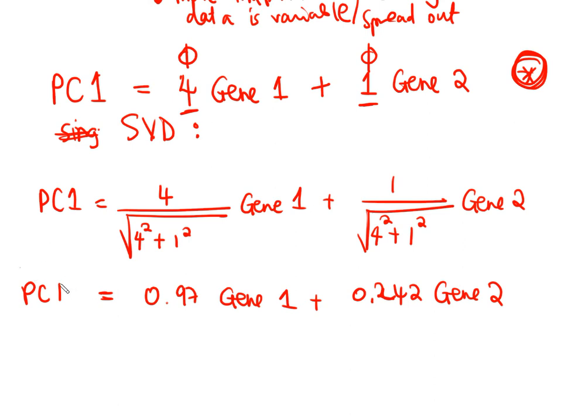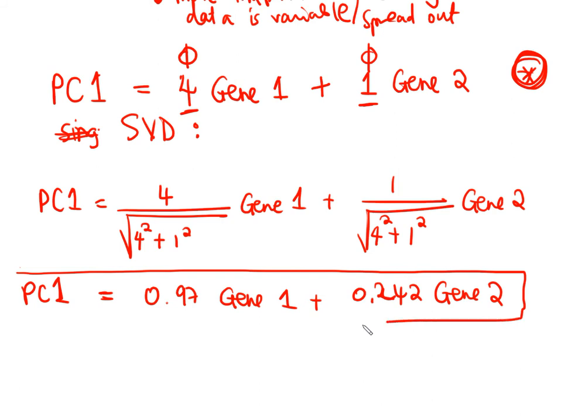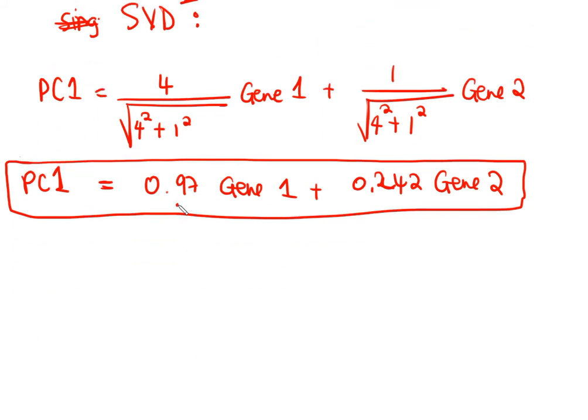This will be your first principal component line. Cool, first principal component line. And as we said in the previous videos, these coefficients are called the loading scores. They are called the loading scores.